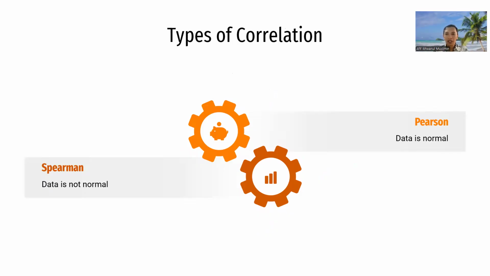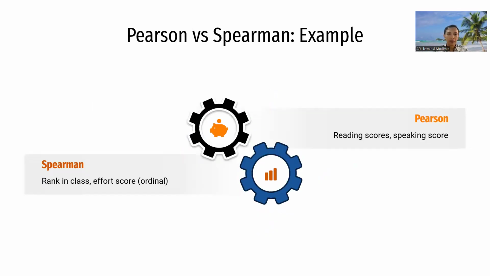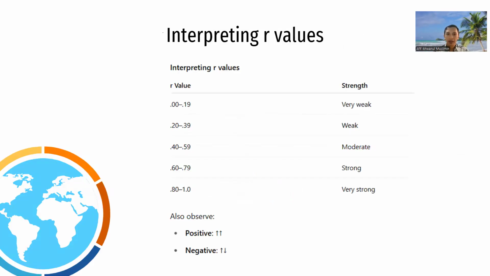Here, we can see that there are two types of correlation. The first one, if the data is normal, you can apply Pearson correlation. But if the data is not normal, you have to do the Spearman test. And we talk about types of data. In Spearman, the data is in the form of rank, class or effort score, or ordinal. But for Pearson, the data is in the form of ordinary scores, for example reading score, speaking score.